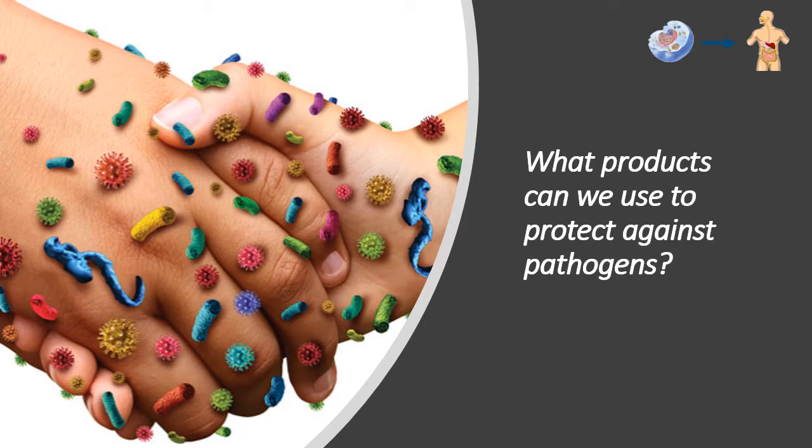So, what products can we use to protect against pathogens? We've spoken previously about how pathogens spread. We all know that we can wash our hands and use good hygiene, make sure we're drinking clean water, things like that to protect ourselves. But what can we do if a pathogen is on our body to protect ourselves?